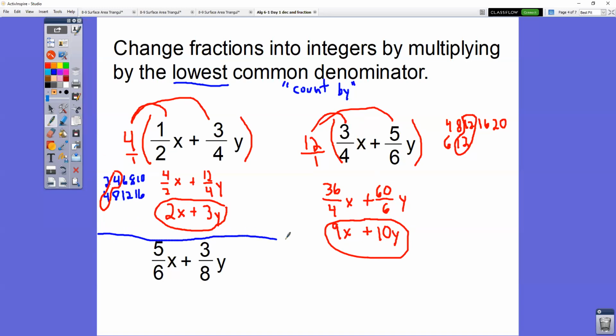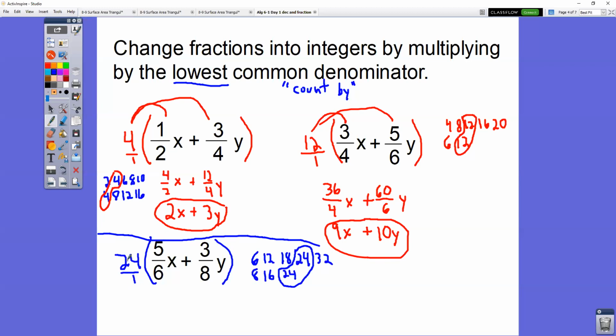I'm just going to draw a line here to separate. So in this next one, we have 6's and we have 8's. So I want to count by 6's, 6, 12, 18, 24, 30. I want to count by 8's, 8, 16, 24. So this one has a 24 in common. So that's what we want to multiply by. We want to multiply by 24 and 24. And again, that's really 24 over 1.